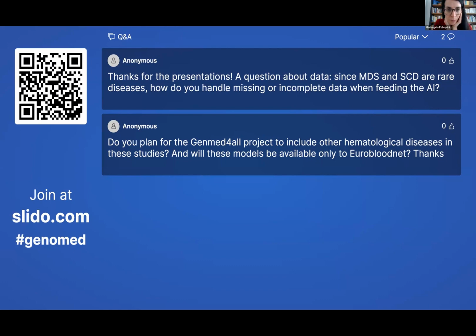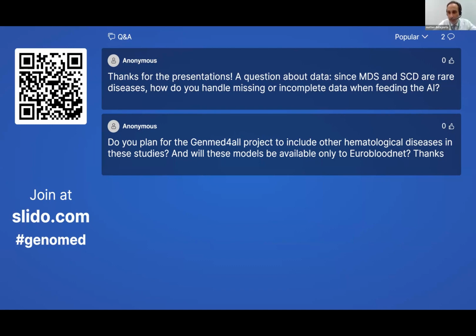Do you plan for the GenoMed4All project to include other hematological diseases in these studies? And will these models be available only to EuroBloodNet? Maybe I can start with a short comment from my side, if you agree.